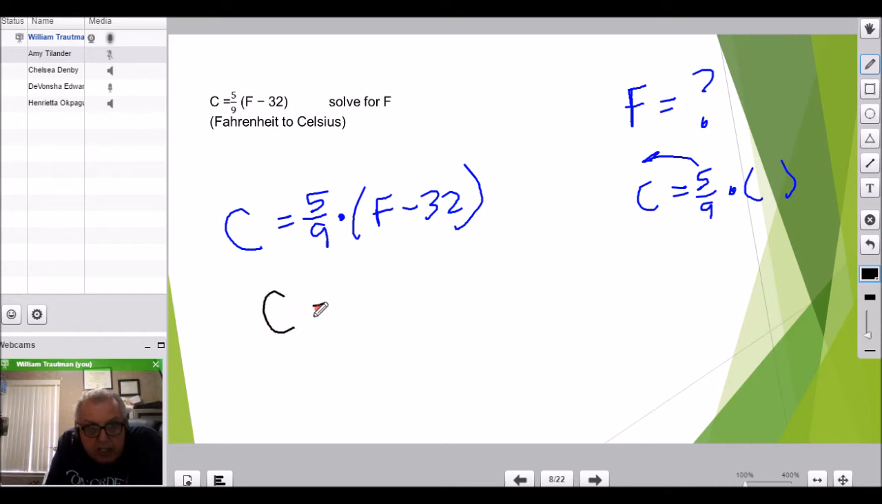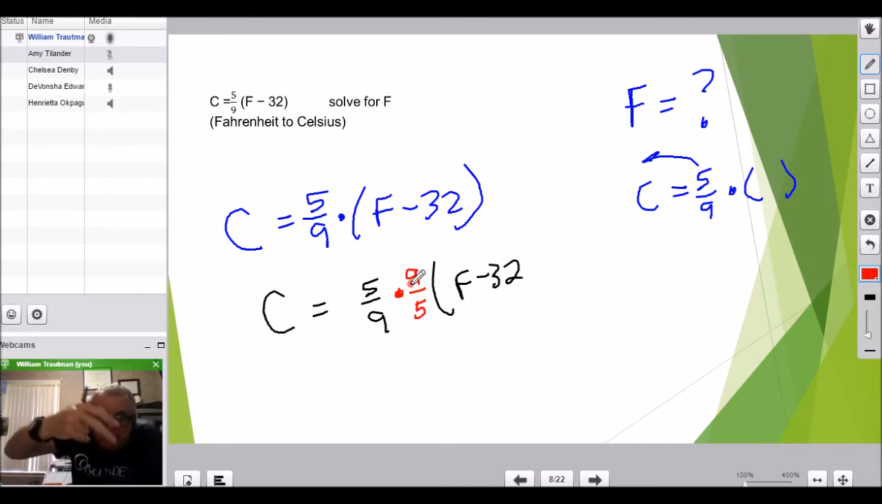C equals 5/9 times F minus 32. And the way you take a fraction to the other side is you multiply it by its reciprocal. You multiply it by flipping it. Whatever the fraction is, just flip it upside down. Whatever I multiply this side by, I have to multiply this side by. Same thing.